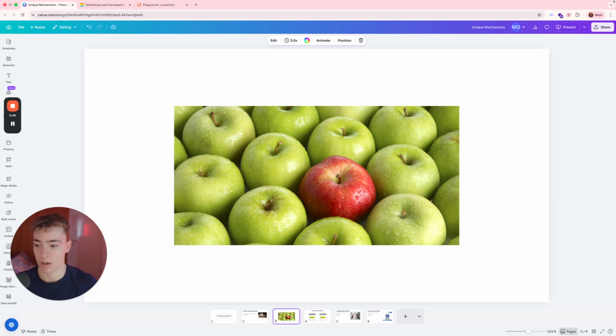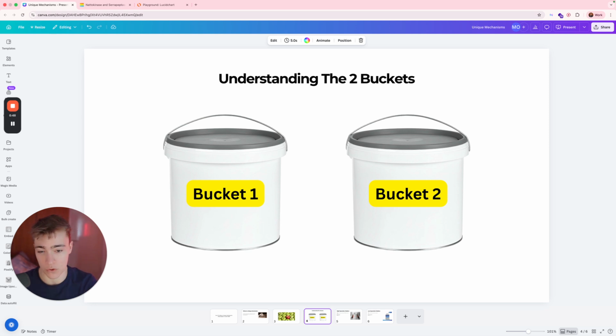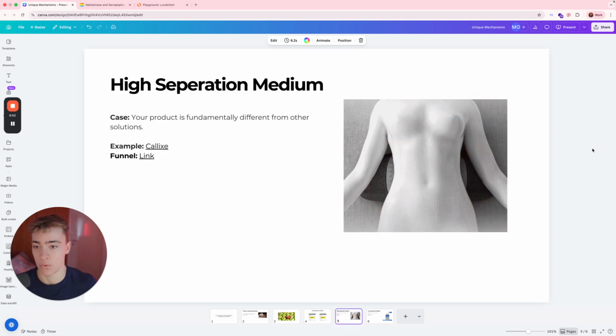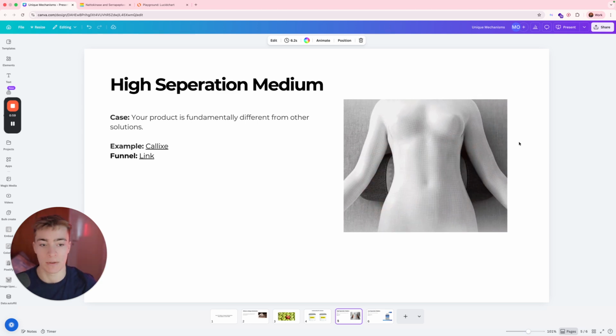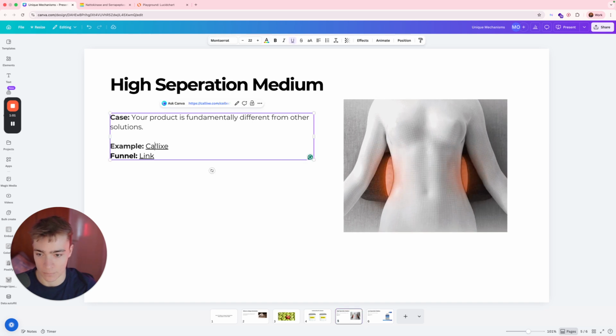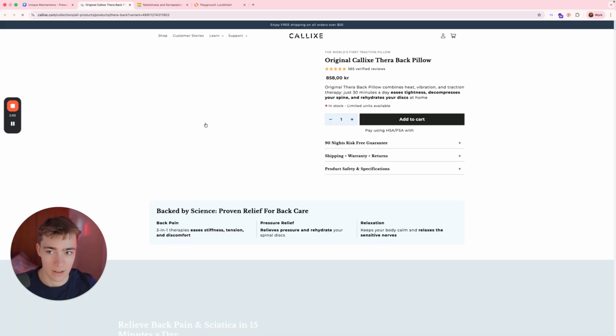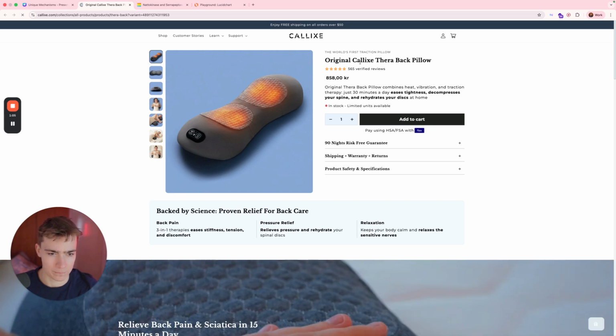Now, most brands and most products fall into one of two buckets, and we differentiate between what we call the high separation medium and the low separation medium. The high separation medium is when your product is fundamentally different from others. So this could be this product right here. If I just pull them up, I guess it's a back pillow.